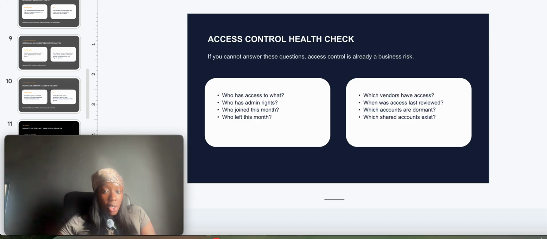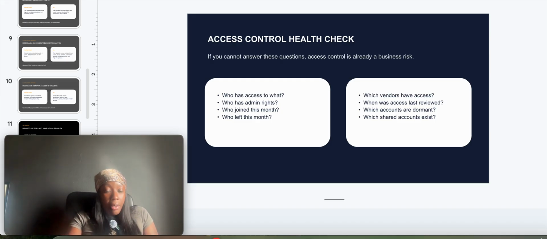So who has access to what? Who has admin rights? Who joined this month? Who left this month? I'll also add in who moved this month. So who moved from what department to what? And then which vendors have access, when was access last reviewed, which accounts are dormant, and which shared accounts exist.